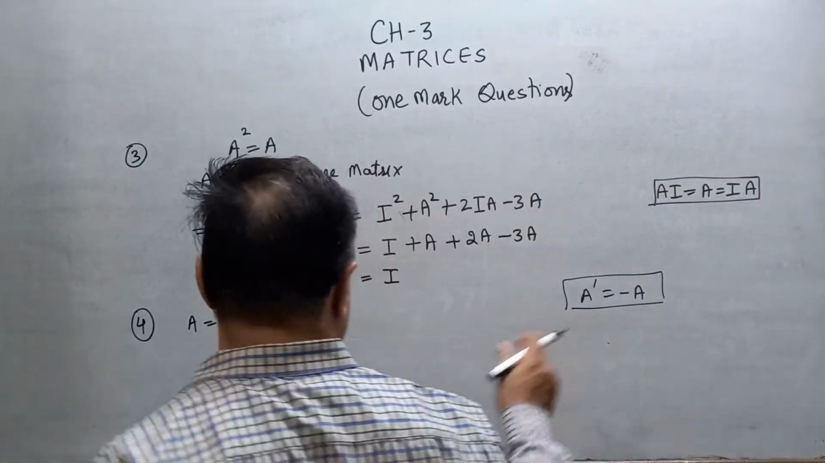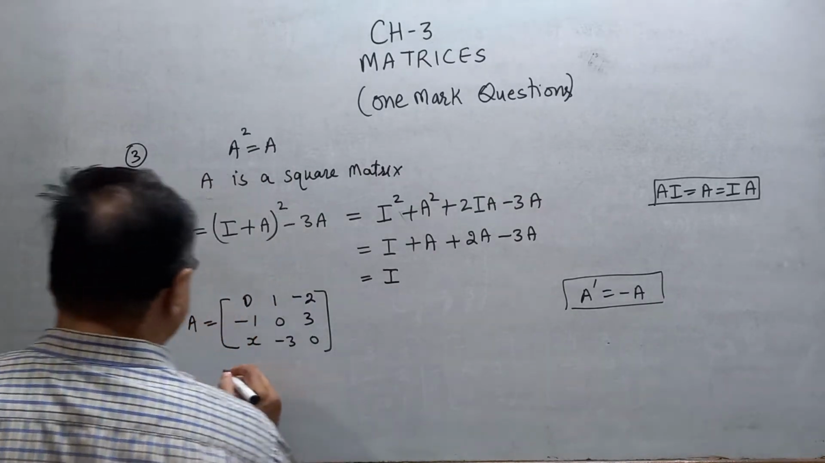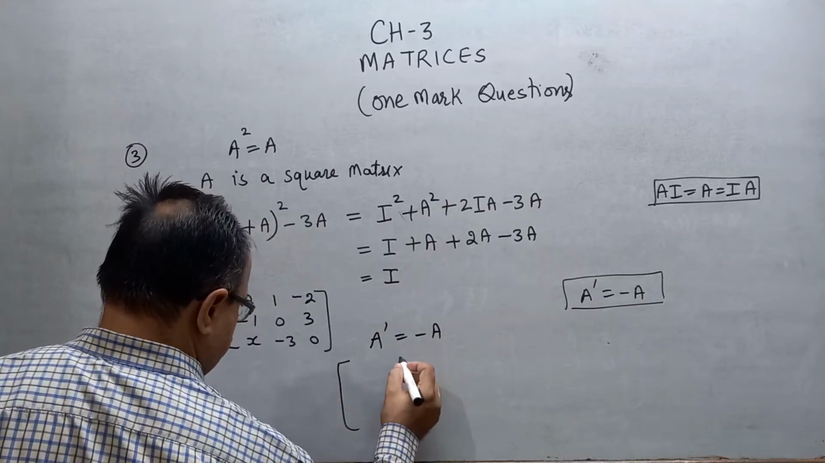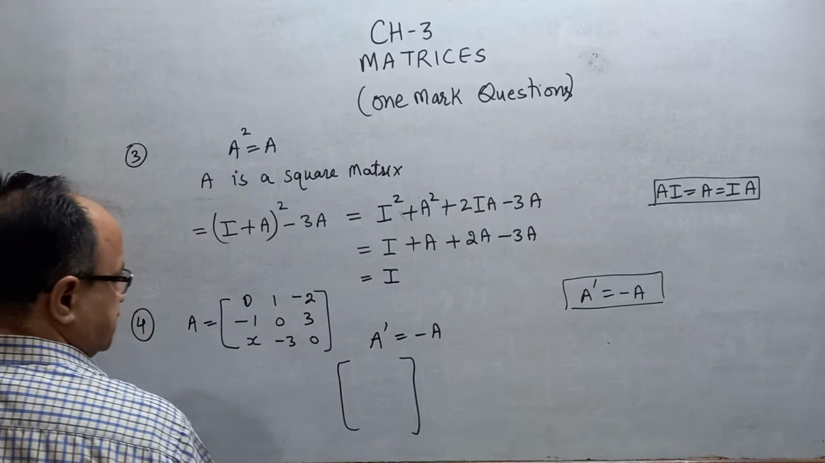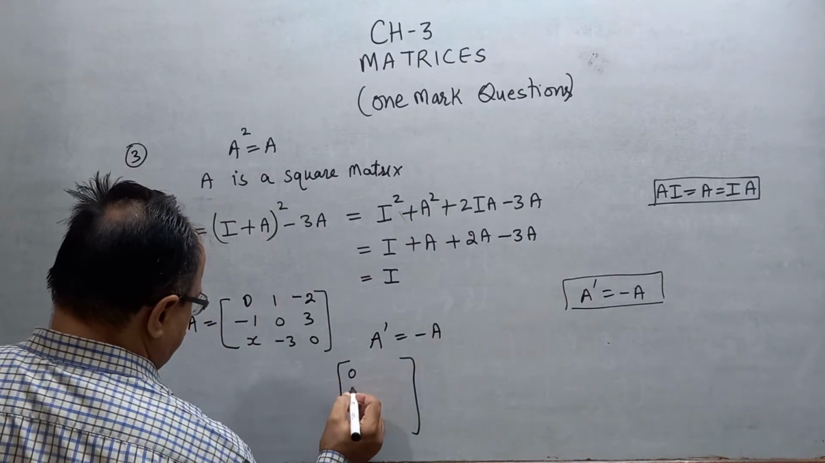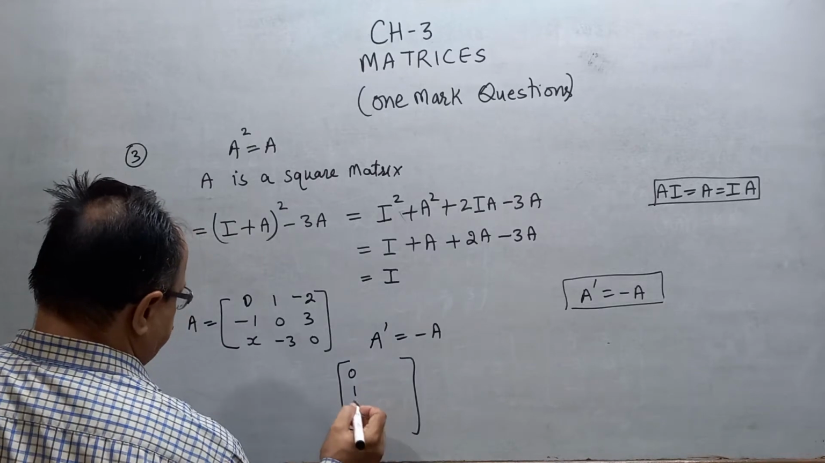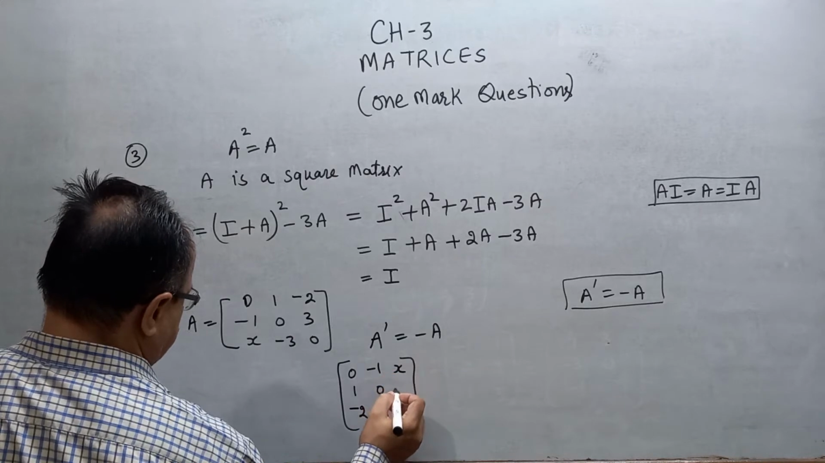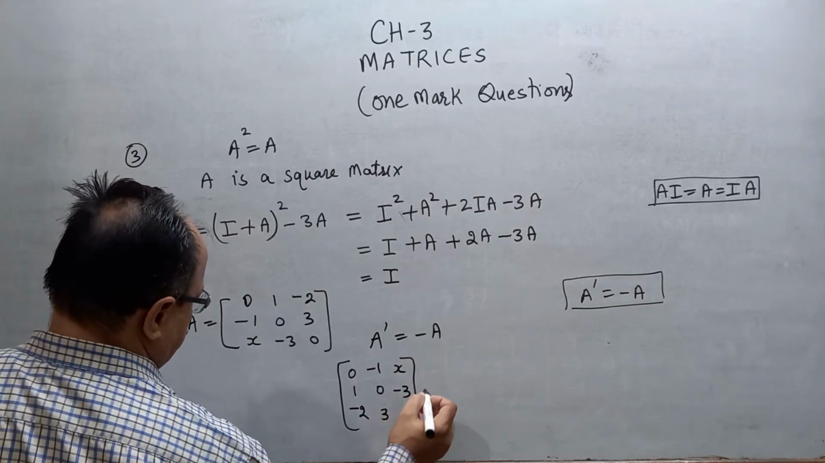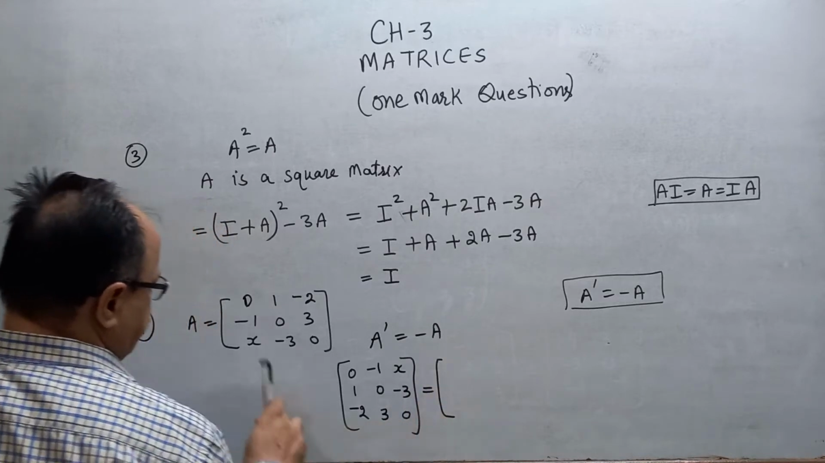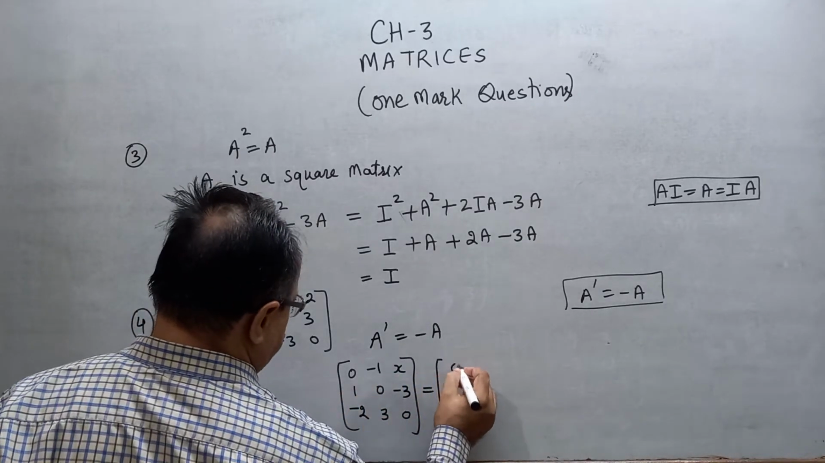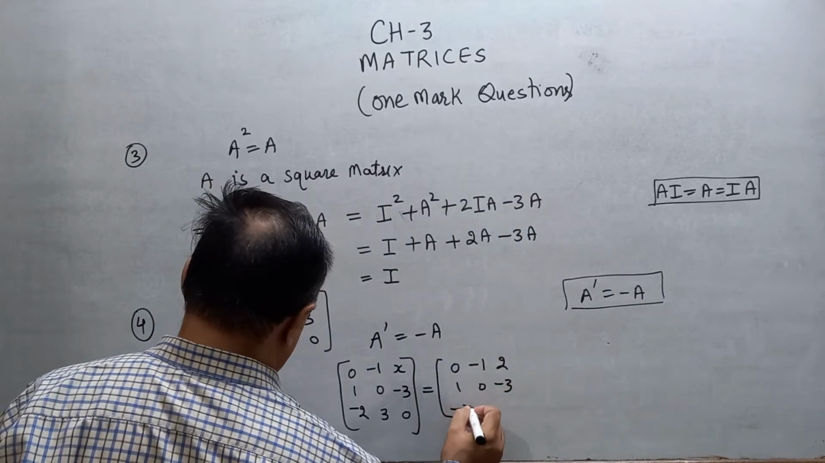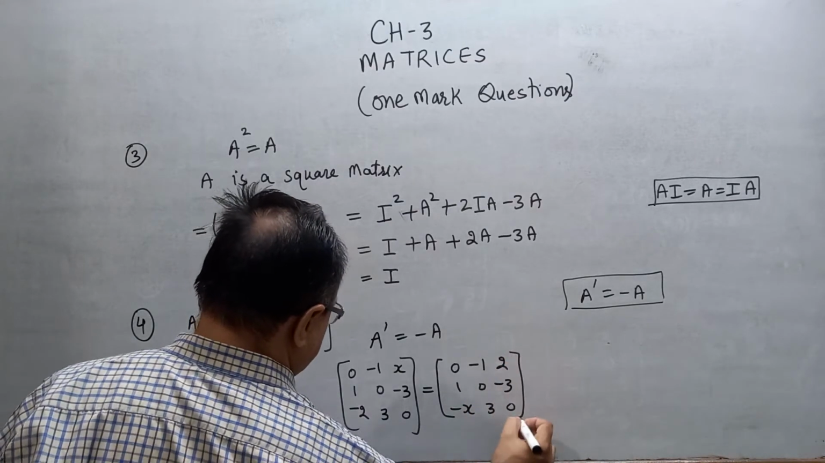Now, according to that property, you know that A transpose is equal to minus A. Therefore, A transpose, the transpose is this: 0, 1, minus 2, minus 1, 0, 3, X, minus 3, 0, and negative of this matrix is 0, minus 1, 2, 1, 0, minus 3, minus X, 3, 0.